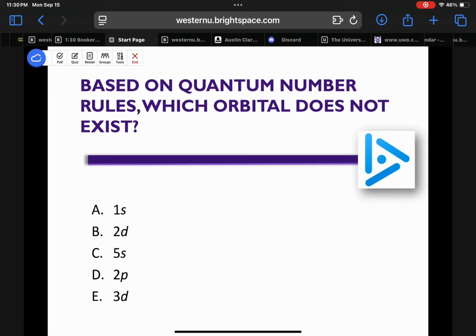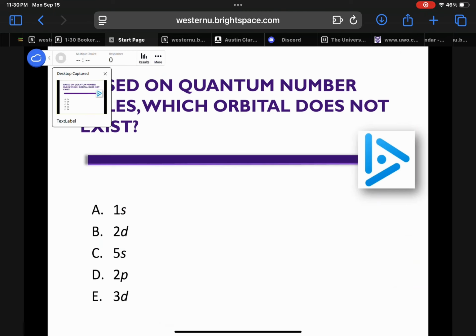Based on our quantum number rules thus far, which orbital does not exist? When we talk about quantum numbers, we have rules for what's allowed and what's not allowed. Kind of like springs, they can have 0 nodes or 1 node or 2 nodes. They have allowed states. We have allowed numbers and not allowed. Chat with the person beside you and submit your answer.